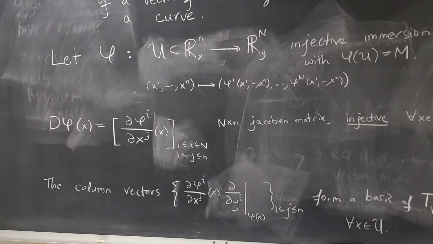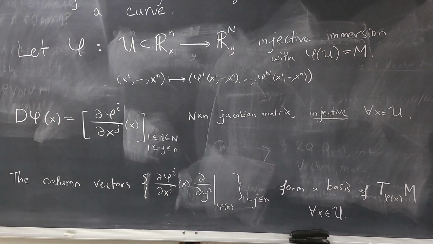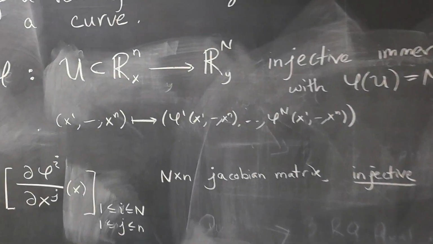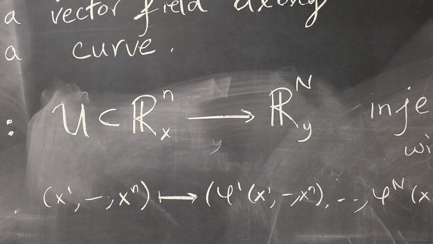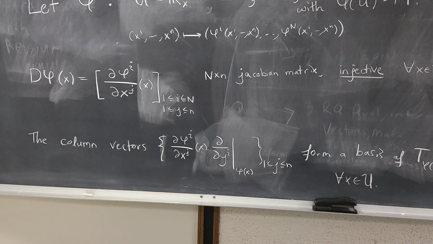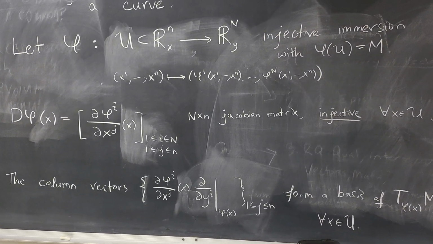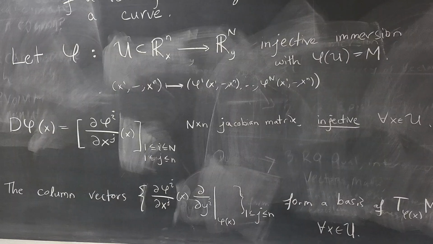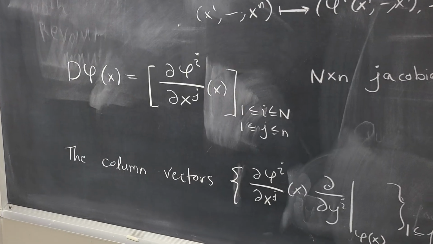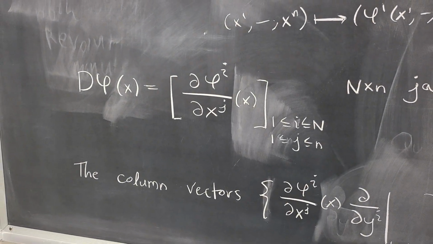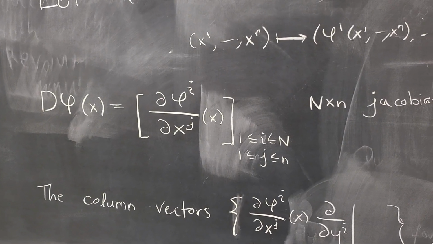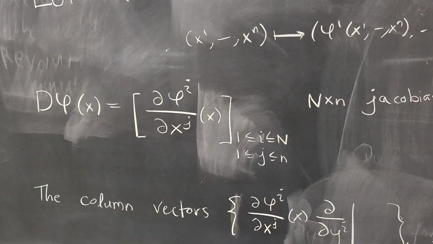And now let's look at the Jacobian matrix. Since we have canonical coordinates on our domain and codomain, we're assuming we have canonical coordinates, and these coordinates I'm denoting by x for the domain and y for the codomain. We can build the Jacobian matrix. And by our assumption that φ is an immersion, the Jacobian matrix must be injective at every point in U, okay? So this Jacobian matrix, at the point x, is given by the partial derivative of the ith component of φ with respect to the jth coordinate in the domain, okay? Partial φ^i over partial x^j.